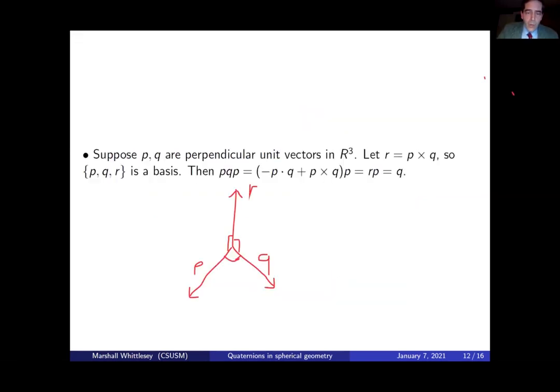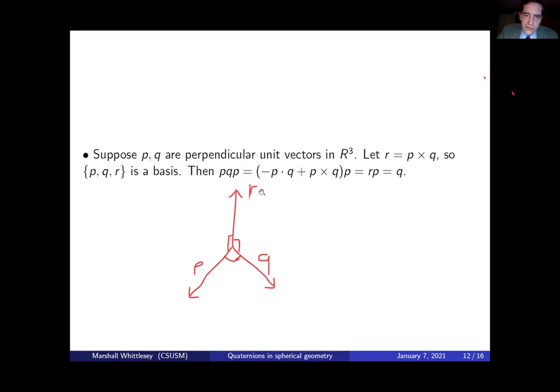All right, one thing I'm going to need in proving the theorem is this little fact that if you have two perpendicular vectors in R3, P and Q, and you multiply PQP as quaternions, you get Q. And the reason for this is just simple algebra.